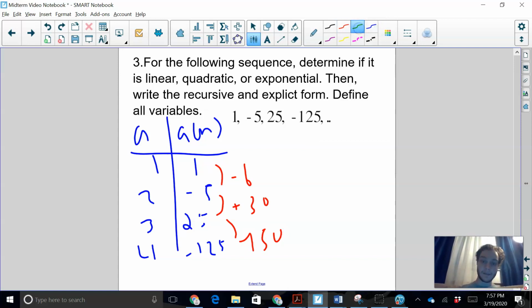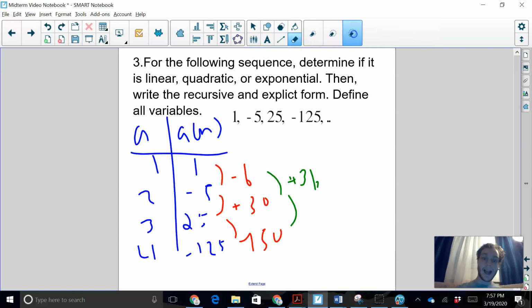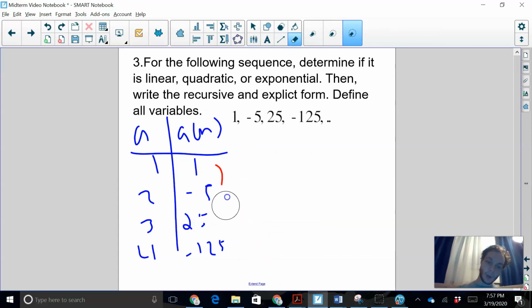So let's look at the second difference. Well, -6 to +30 would be you're going to add 36, and you can definitely see that 36 is not going to get you there. So that is not going to be linear, nor is it going to be quadratic.